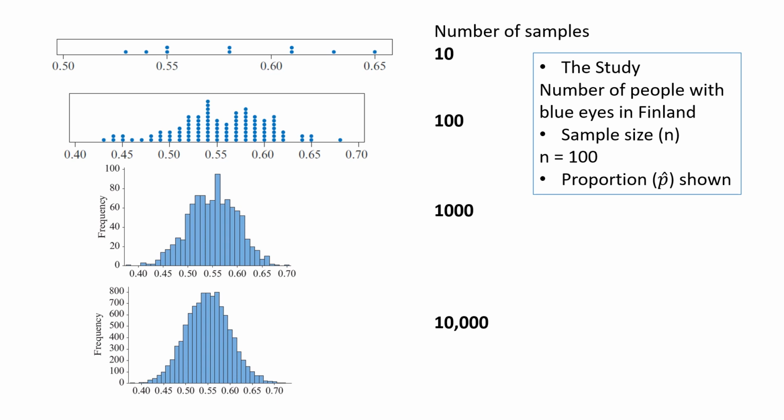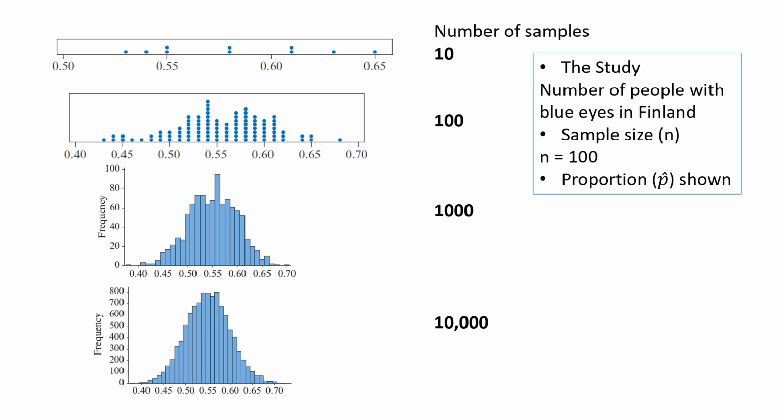So you can see what happens here. The upper graph represents just 10 samples of size 100. So you've got, it looked like one sample had as many as 65 people with blue eyes, another one might have had as low as 52, etc. It's a bit scattered. Let's now take 100 samples of size 100. And then we're starting to see a bit of a pattern. There's starting to be a bit of a cluster going. It seems to be centering around that 0.55.